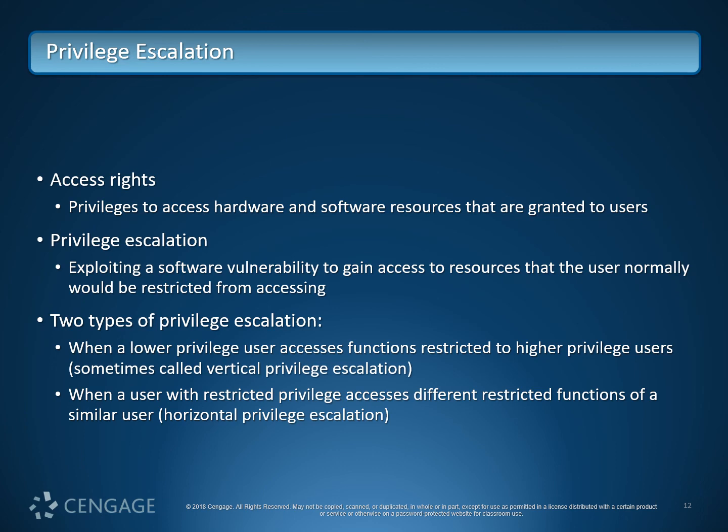There are two types of escalation that we traditionally see. When a lower privilege user accesses functions restricted to a higher privilege user, we call this vertical privilege escalation. If we have a user with restricted privilege that accesses different restricted functions of a similar user, this is called horizontal privilege escalation. So if John Smith tries to get into Jane Doe's email functions, those are considered horizontal because in this example, they're both at the same level of hierarchy in their organization. If John Smith, again, being a naughty boy, is trying to get into Elizabeth Doe's information, no relation, and that is John's supervisor, then that would be called vertical privilege escalation.